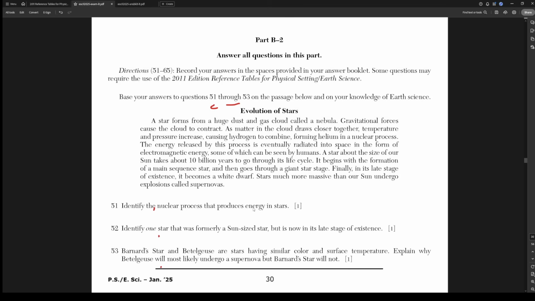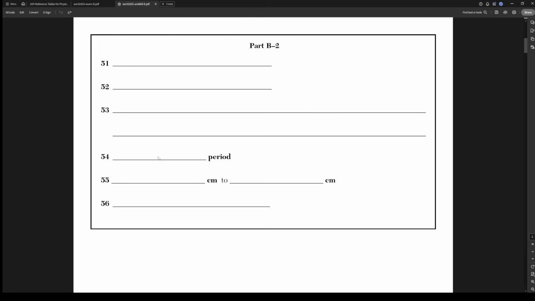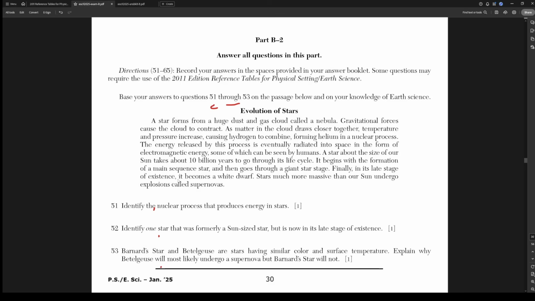Identify the nuclear process that produces energy in stars. Okay, so we already know the answer to that. Here's our answer booklet. So we're gonna go nuclear fusion. That's the only nuclear process that's learned in this curriculum. Just make sure you don't write fission by accident.